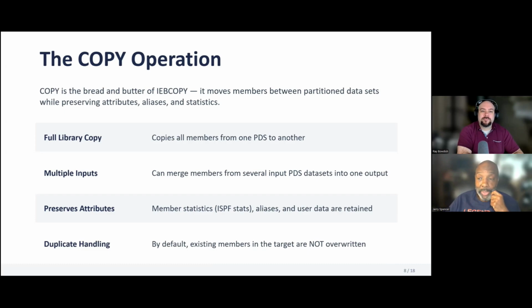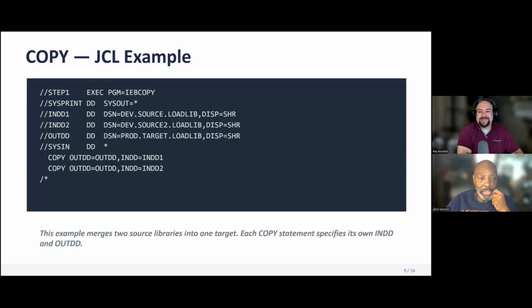All right, so we can move on to our JCL example. And in this case, we've got 3 data sets. We've got 2 input data sets and 1 output data set. And what we specify in this example is that we want to copy every member from dev.source.loadlive and every member from dev.source2.loadlive into prod.target.loadlive. So it'll show you, I'm copying from the first data set. It'll show you all the members it copied. Then it'll say, I'm copying from the second data set. It'll show you all the members that it copied. So life is good.